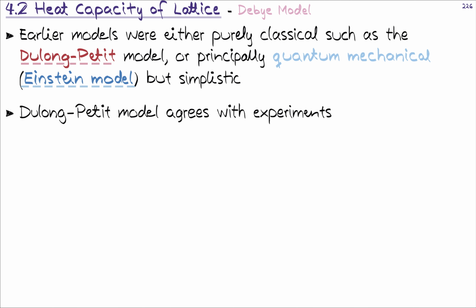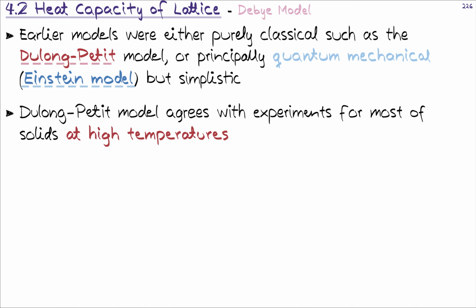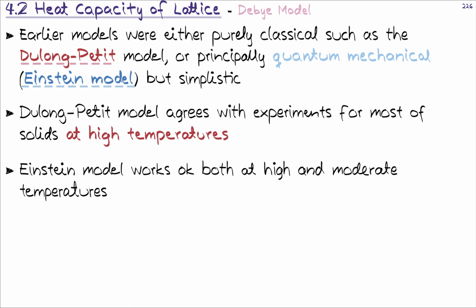The Dulong-Petit model agrees with experiments especially when we go to higher temperatures. So that's the limit of applicability of the Dulong-Petit model, and it really works for most solids. That's the generic behavior of heat capacities for solids. The Einstein model works okay at high and moderate temperatures, but really fails in the low temperature limit. So we know that there's something going on that is not present in the Einstein model.